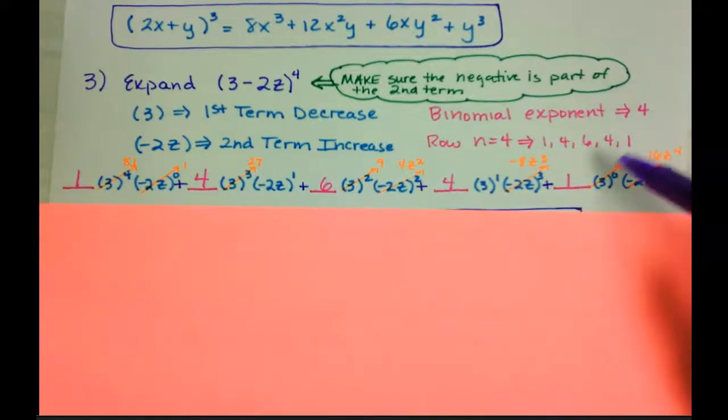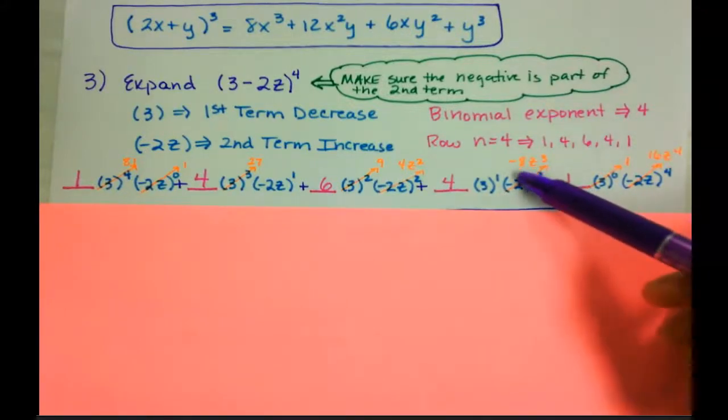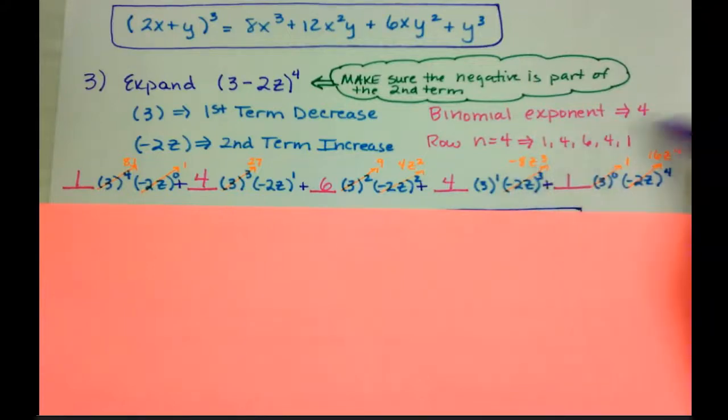So you have to be careful of that negative, because like in this term where a negative is being raised to the power 3, that's negative 8z cubed. But over here, negative 2 to the 4th power is going to produce an even number, so you have to watch your signs there.